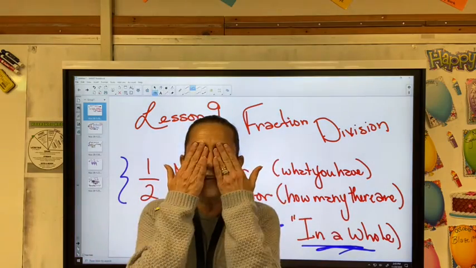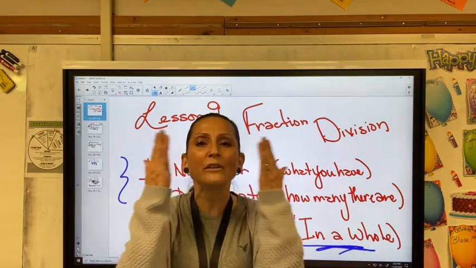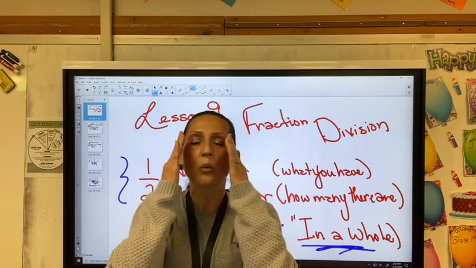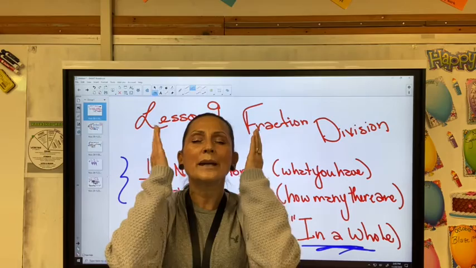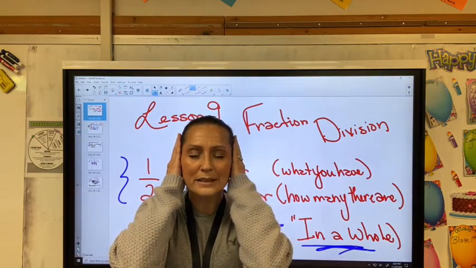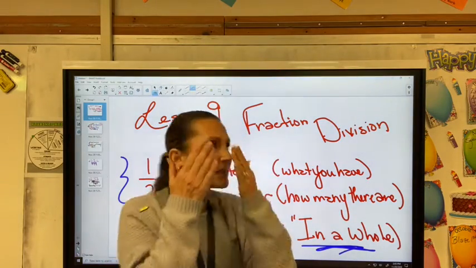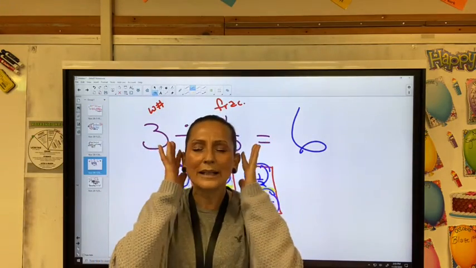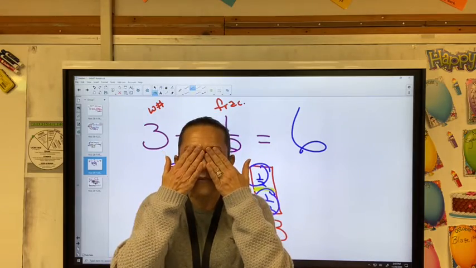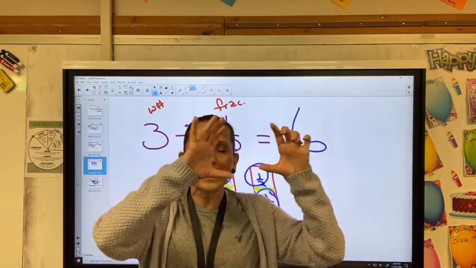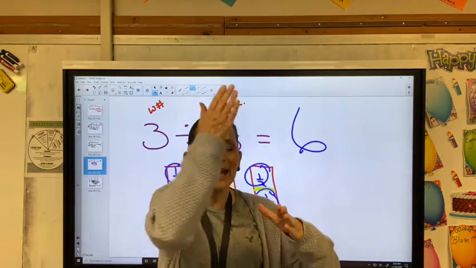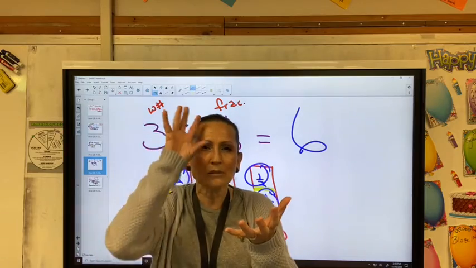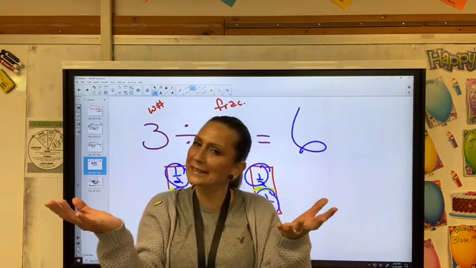Right now, I just want you to visually, as I cover up my eyes, think about when you hear about dividing fractions, what do you see? When you hear about fractions being divided, what do you visually see? When you hear 3 divided into halves, what do you visually see? Do you see 3 apples and somebody cutting them into halves and then seeing how many halves you have? 1, 2, 3, 4, 5, 6. I have 6 halves now.